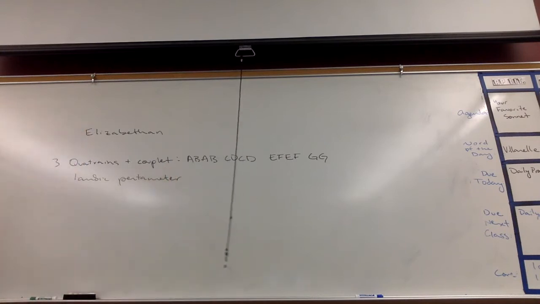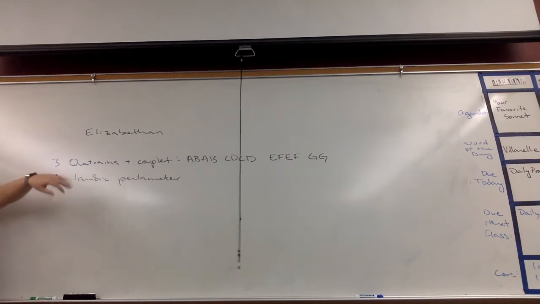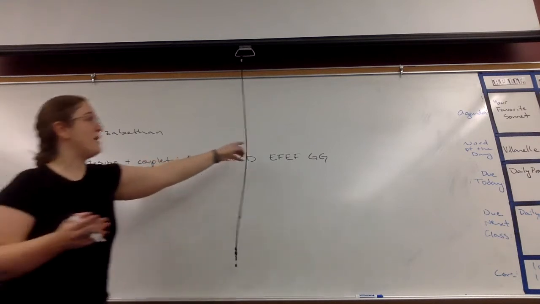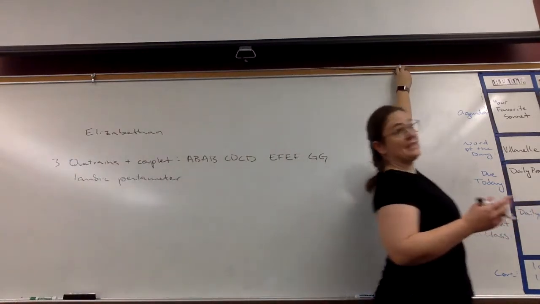All right, so sorry about that. See if you can fit that in. I cross out what I said before: three quatrains plus a couplet. So they're not divided into different stanzas, right? And so the way that you would write the rhyme scheme, because they're not divided into stanzas, is like this.